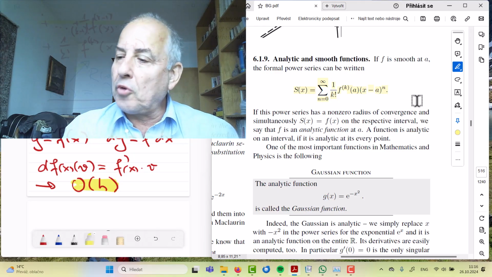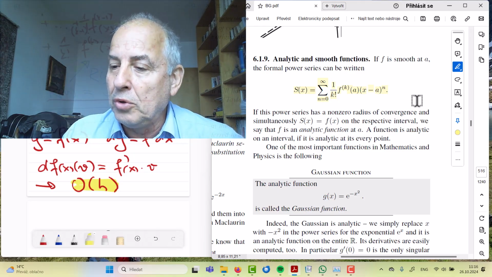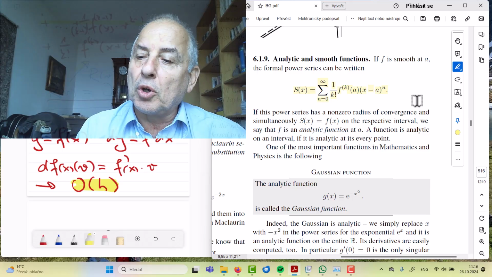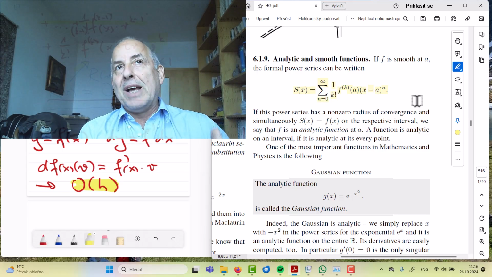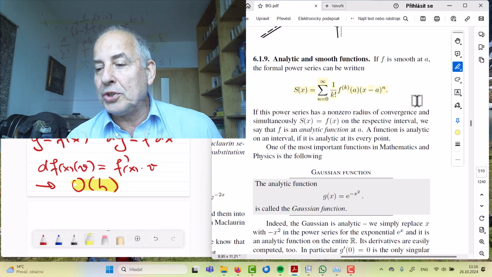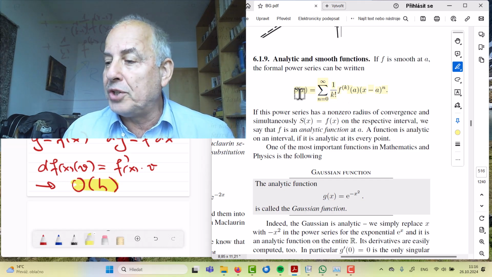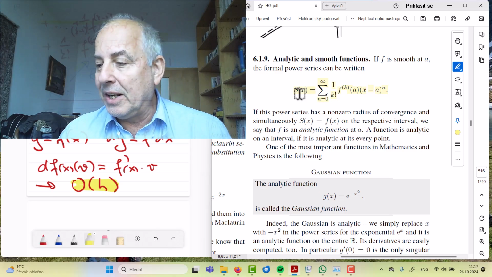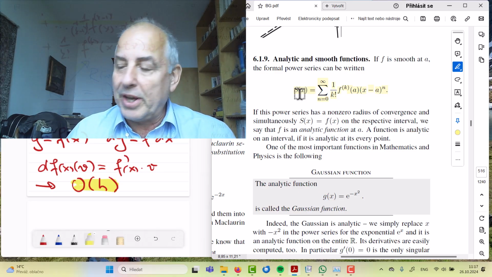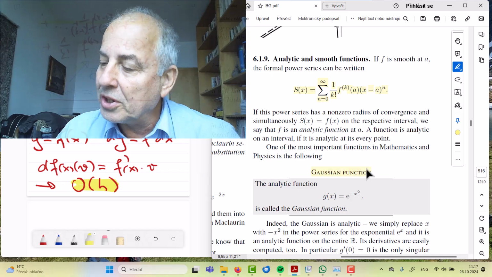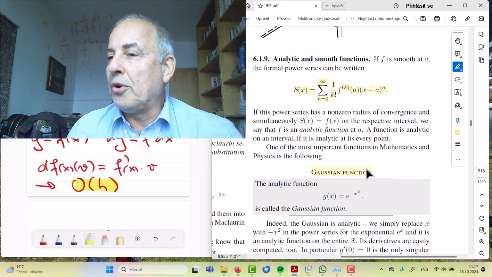So then, of course, if all the derivatives are 0, which means we have the asymptotic estimate being 0 up to all orders, then it means that all the coefficients are 0 and then the function is 0. But clearly, it's easy to see that there are functions which do not have this property.